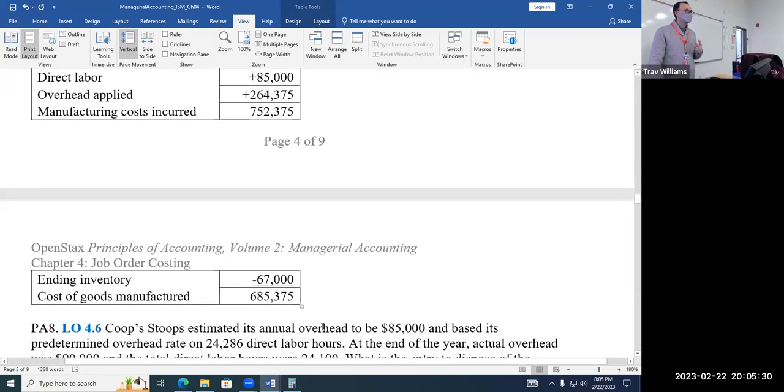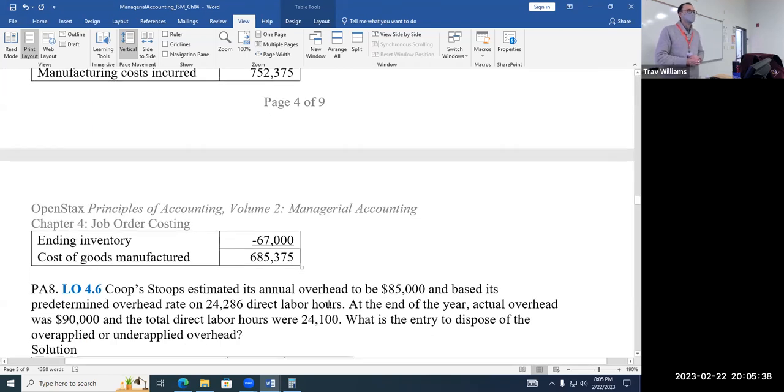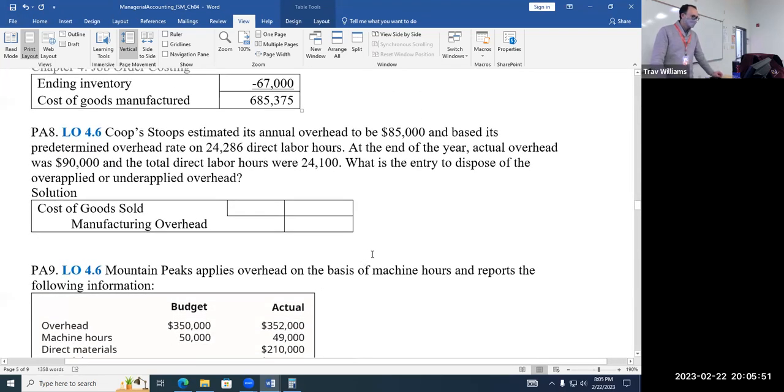Okay, so that's the cost of the goods that we finished manufacturing in this period. Does this make sense? Yeah, okay. And I said we would do 8 next. Are we ready to move on, or are there any questions on 7? Move on? Okay, this one looks easy. It's actually tricky.